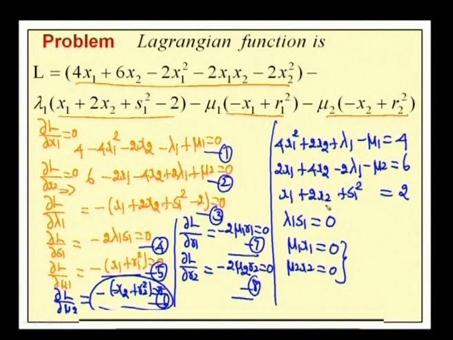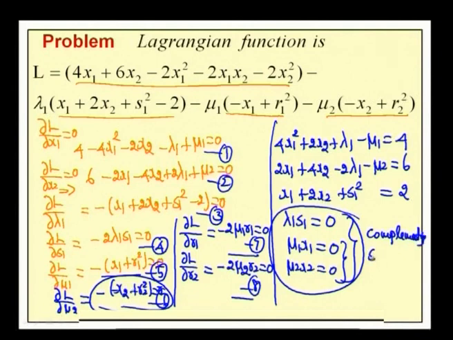And the third equation, x1 plus 2x2 plus s1 squared equal to 2, and lambda 1 s1 equal to 0, mu 1 x1 equal to 0, mu 2 x2 equal to 0. Now, this set of equations, lambda 1 s1 equal to 0, mu 1 x1 equal to 0, mu 2 x2 equal to 0, is called the complementary slackness conditions. Here our decision variables x1, x2, lambda 1, lambda 2 and s1 are all greater than or equal to 0.